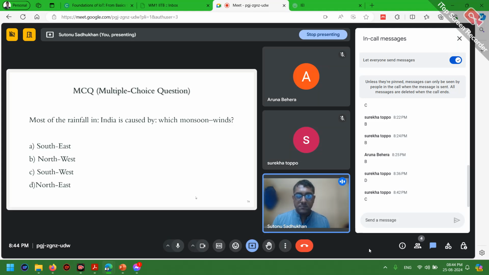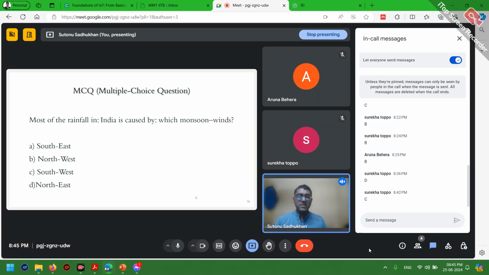Which state do you think experiences the highest rainfall in India? It is the state of Meghalaya. The term Megh in English means cloud, and Alaya means house. Right? It's a house of clouds, or the resting place of the clouds. The name of the state came because of this heavy rainfall only.